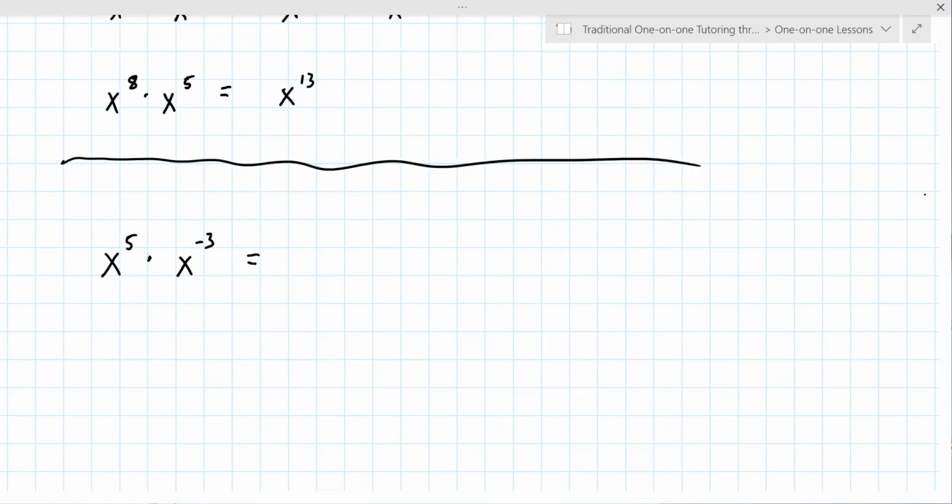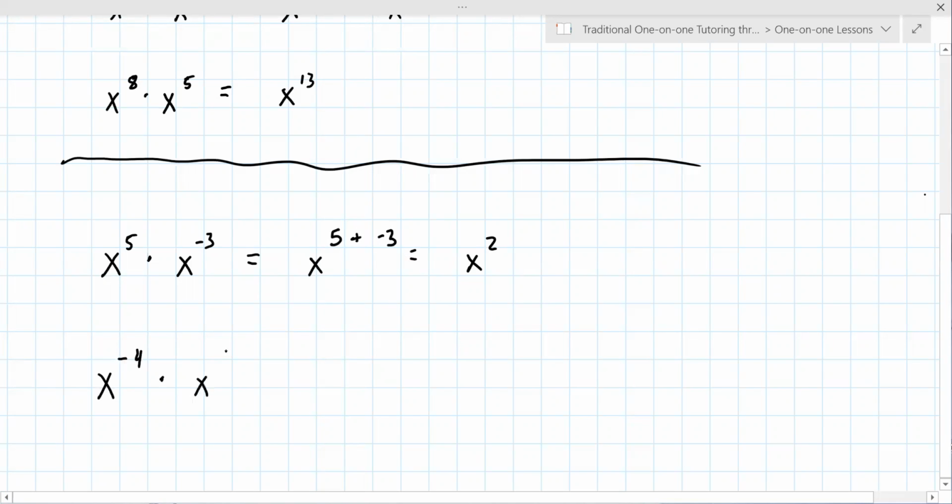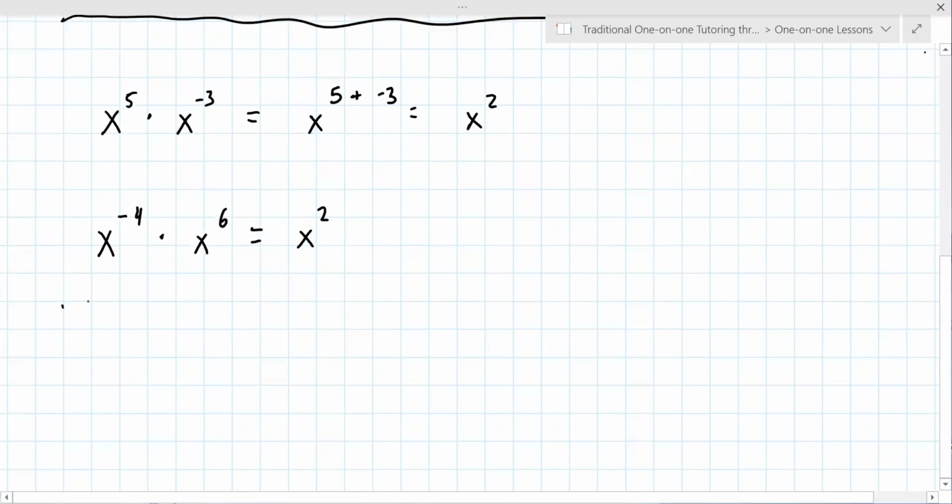So remember, you're just adding. x squared. Yes, 5 plus negative 3 is x squared. Okay. So let's say it's x to the negative 4 times x to the sixth. What does that become? What is the number up here? 2. Excellent. That's right.